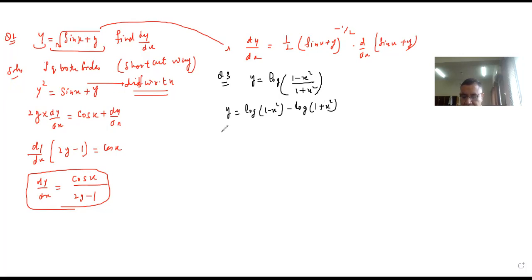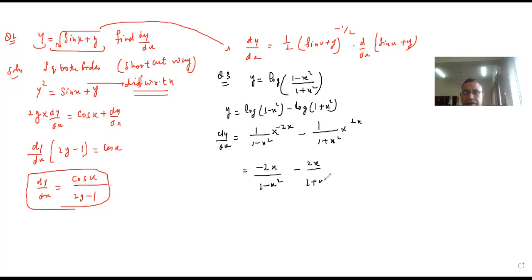Now I can differentiate it after taking the log. My dy by dx is 1 over (1 minus x square) into the derivative of that, which is minus 2x, minus 1 over (1 plus x square) into 2x. Now take the LCM and solve. Beyond this, nothing more.